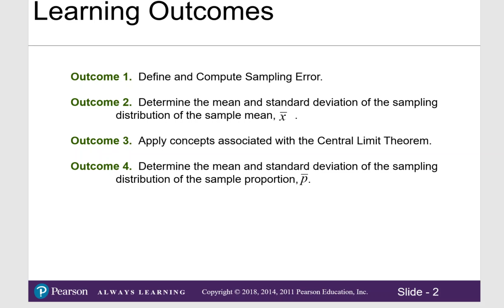Then we'll talk about what the central limit theorem is. It's a result in statistics that basically gives us everything we're going to do for the rest of the class. It's very important. That's why it gets a fancy name. And then we're going to talk about applying the same ideas to a sample proportion.